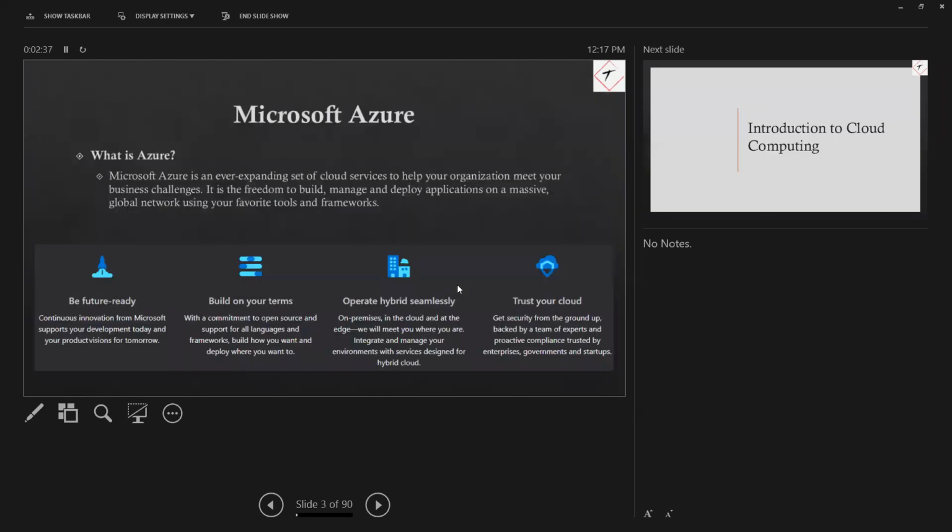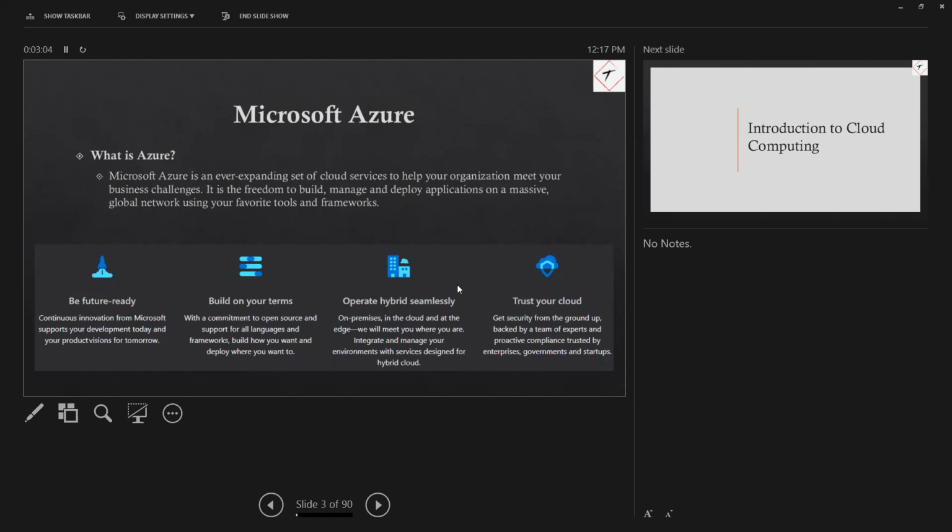To start with, what is Azure? Microsoft Azure is an ever-expanding set of cloud services to help you and your organization meet business challenges. It is the freedom to build, manage, and deploy applications on a massive global network using your favorite tools and frameworks. This is the definition given by Microsoft.